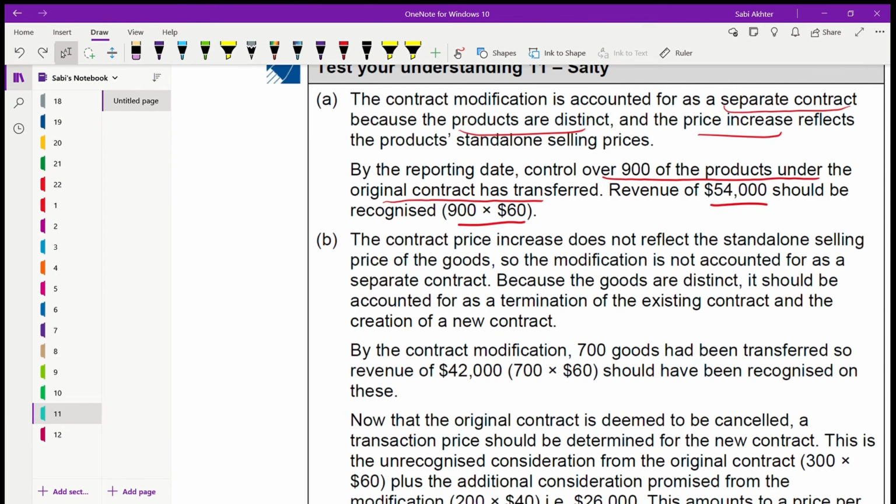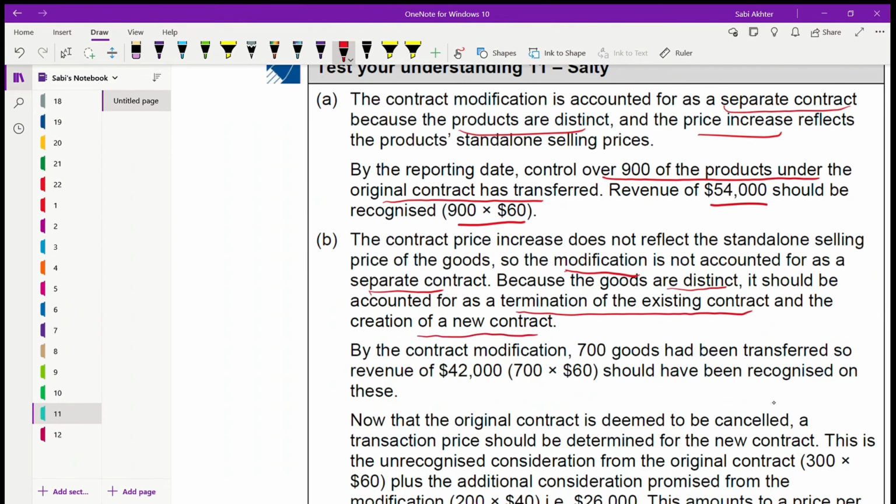What about the second one? B. The contract price increase does not reflect the standalone selling price of the good. So the modification is not accounted for as a separate contract because the goods are distinct. It should be accounted for as a termination of the existing contract. Because the goods are distinct, it should be terminated as an existing contract and a new contract created.